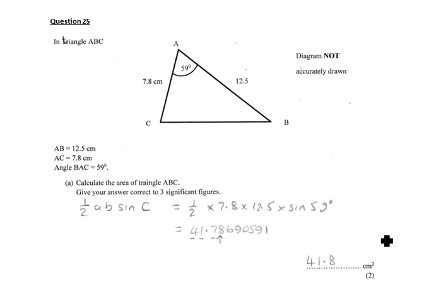Question 25a says find the area of the triangle. We can use the trig formula, half ab sin C. If we call these two sides a and b and we call this angle C, just put it into the formula and we'll get the answer.